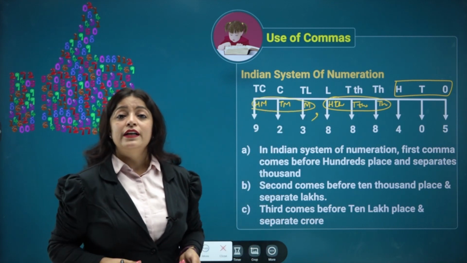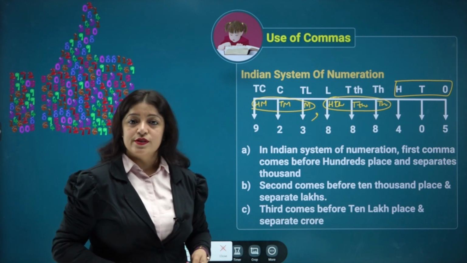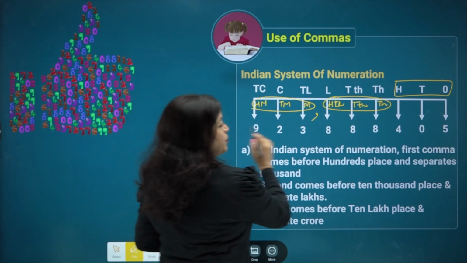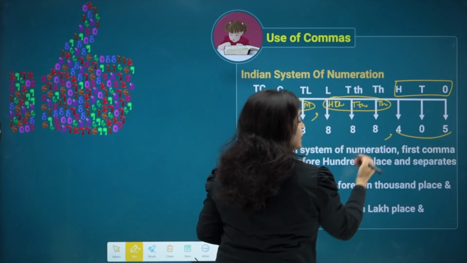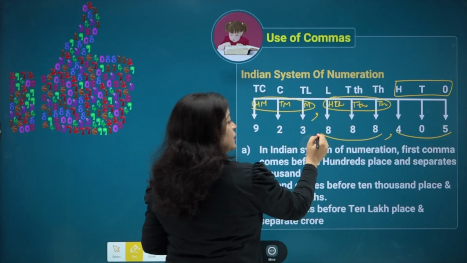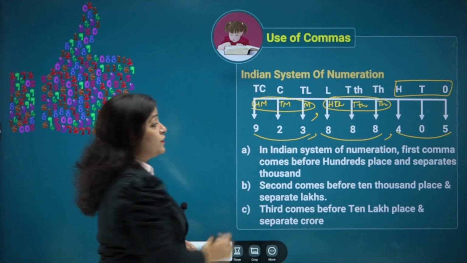So how do we read the same number in the international system? Let's see. We make groups of 3 starting from the rightmost side, 3 digits, then a comma, then a group of 3 digits, then a comma, then a group of 3 digits.